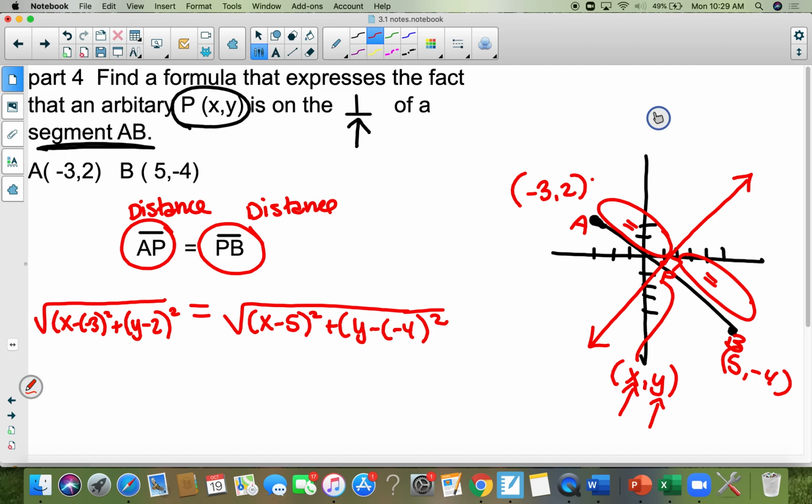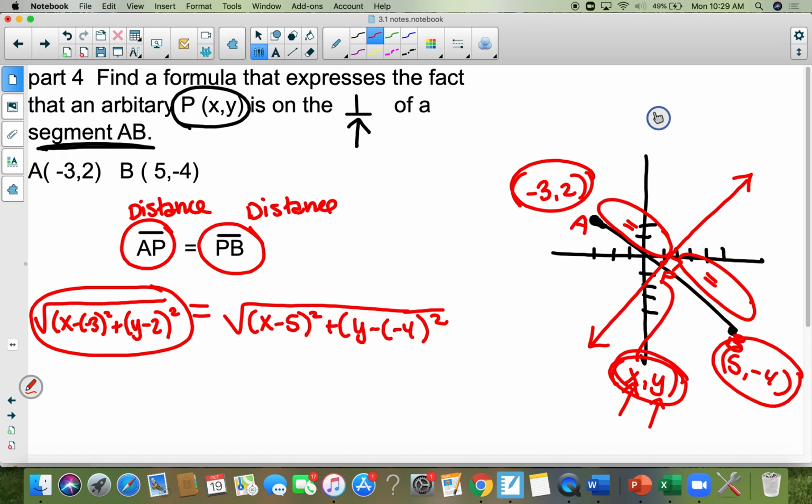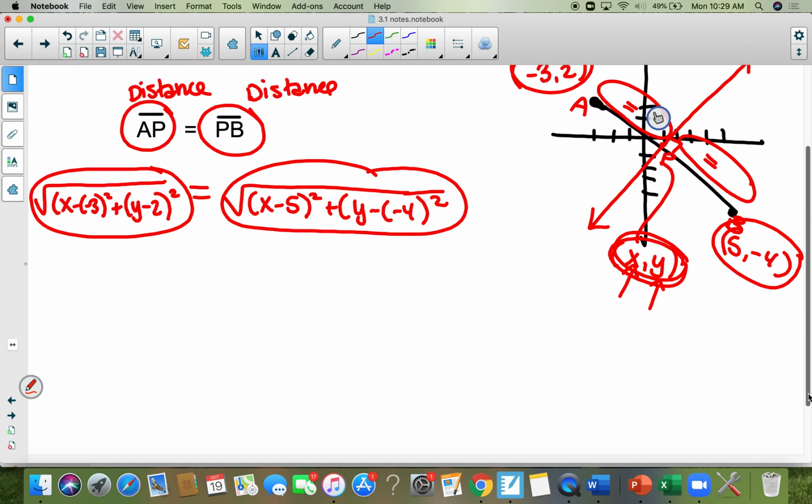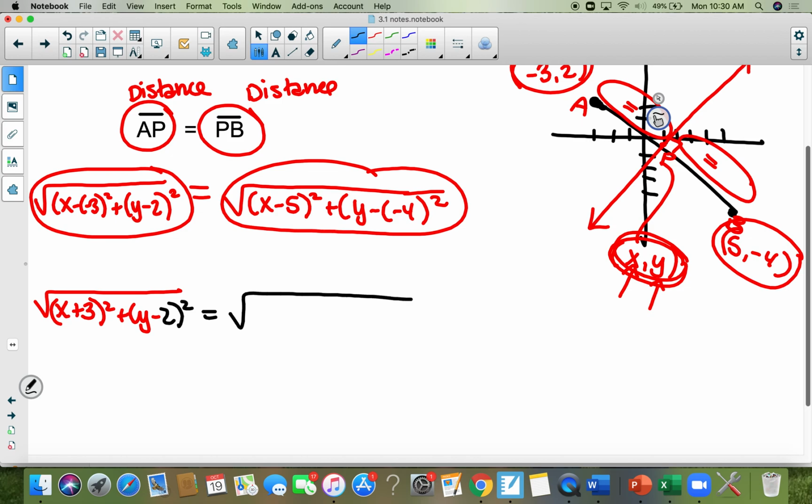Again, I did this, and that's this part over here, and then I took the 5 and the negative 4 and the x and the y, and that's over here. And now all I'm going to do is simplify all this for my final answer. So it's going to end up being the square root of x plus 3 squared plus y minus 2 squared equals the square root of x minus 5 squared plus y plus 4 squared.